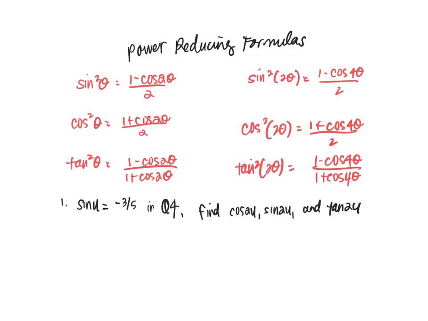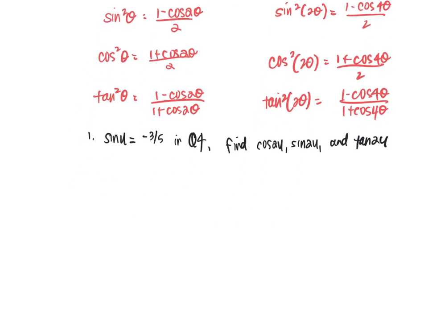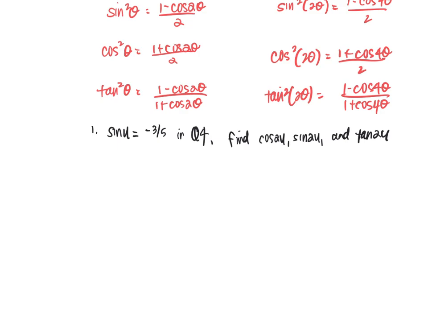So first I'm going to draw a picture. We're in quadrant 4 and -3, 5. So -3, and then the hypotenuse is 5. All right, let's do our first one. Let's solve for cosine 2u.